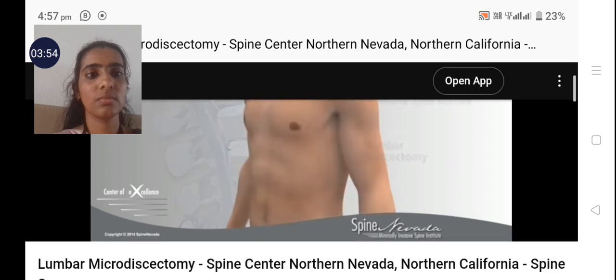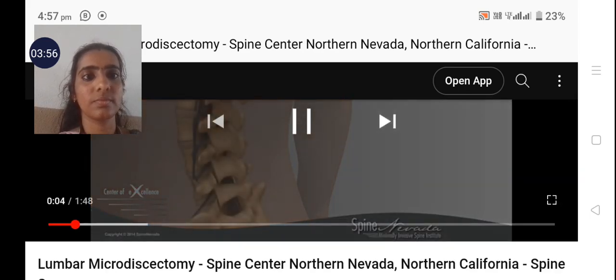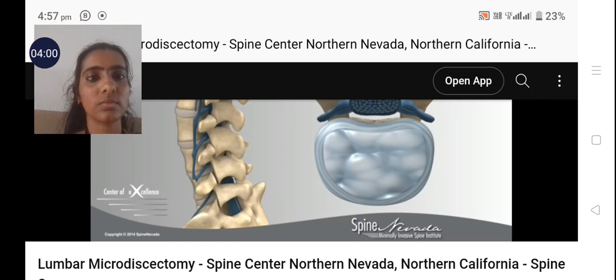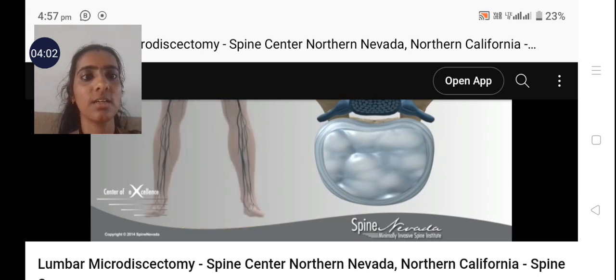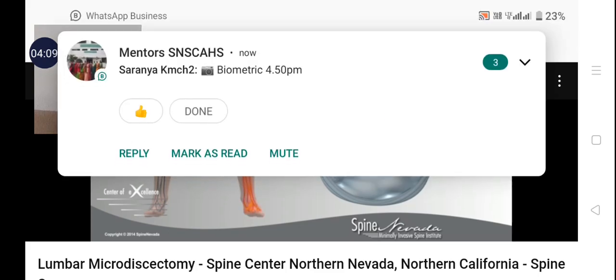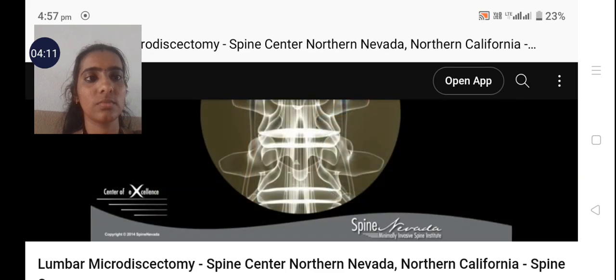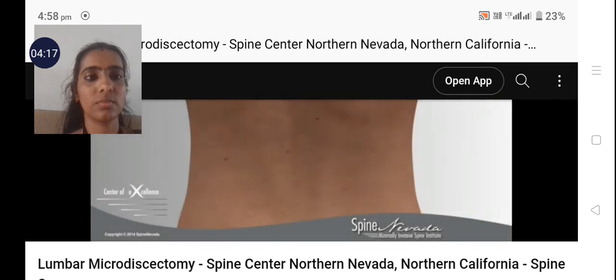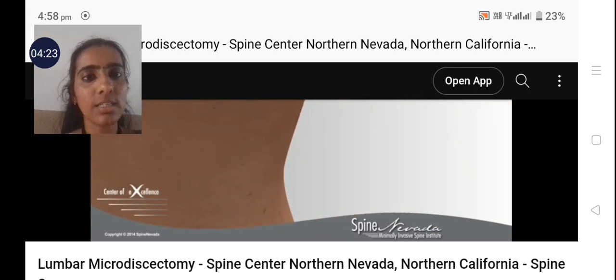A lumbar microdiscectomy is a minimally invasive procedure used to relieve pain and weakness caused by a herniated or ruptured disc. The herniated disc presses against nerve roots, which causes shooting pain down one or both legs, often referred to as sciatica. Using fluoroscopy, a special type of X-ray, the level of the injured disc is located along the spine. A small incision, less than an inch, is made on the patient's lower back, directly over the disc space.